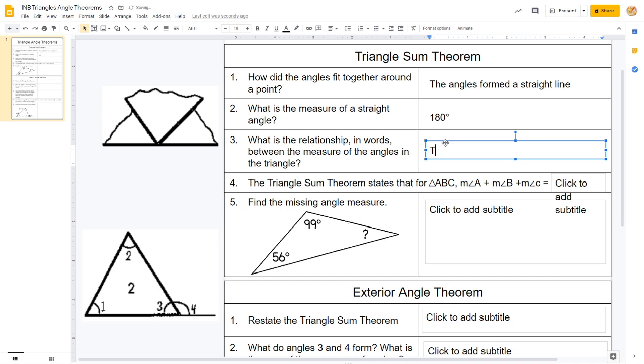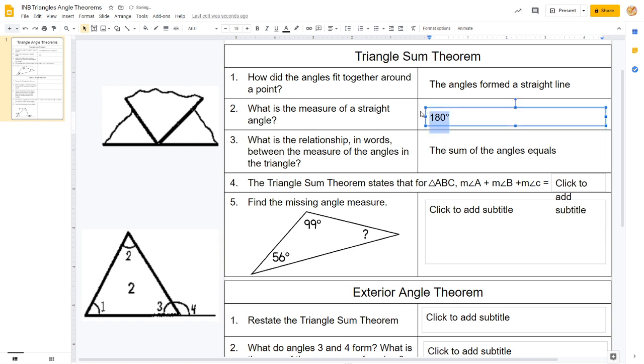Well, the sum of the angles equals 180. I'm going to just copy and paste this number right here so I don't have to look for the degree sign again. And there we go. Now, number 4, the triangle sum theorem states that for the triangle ABC, the measurement of angle A, angle B, and angle C equal, well, it equals 180.